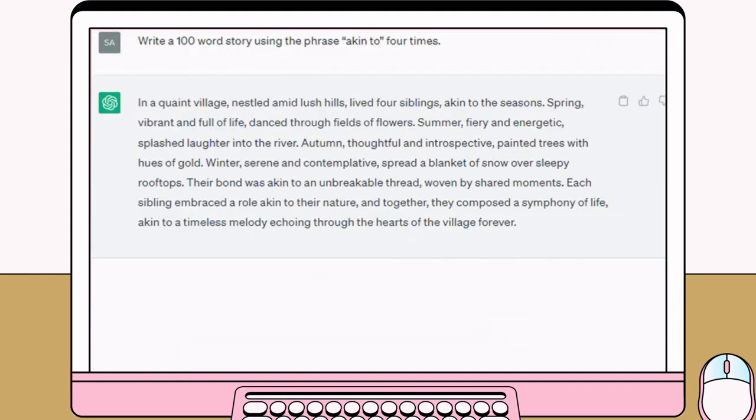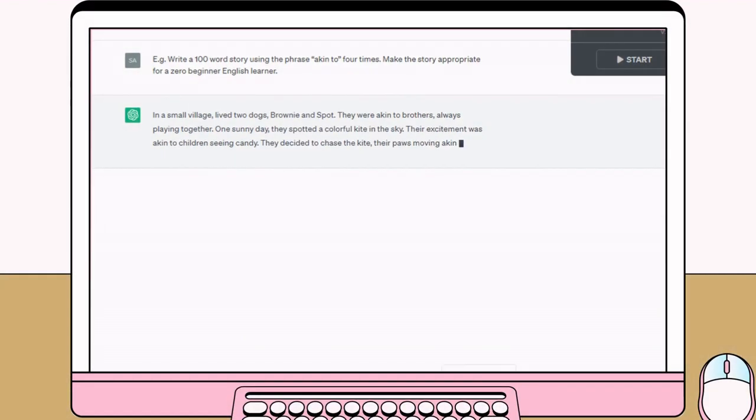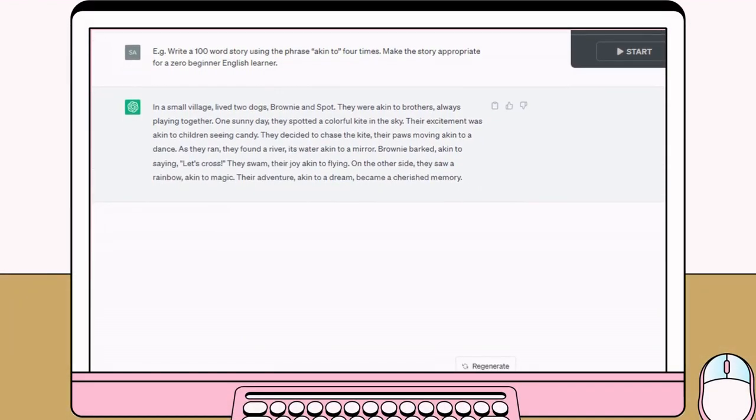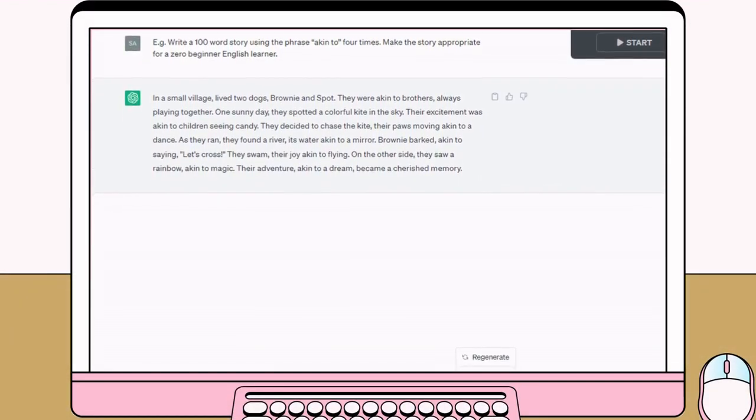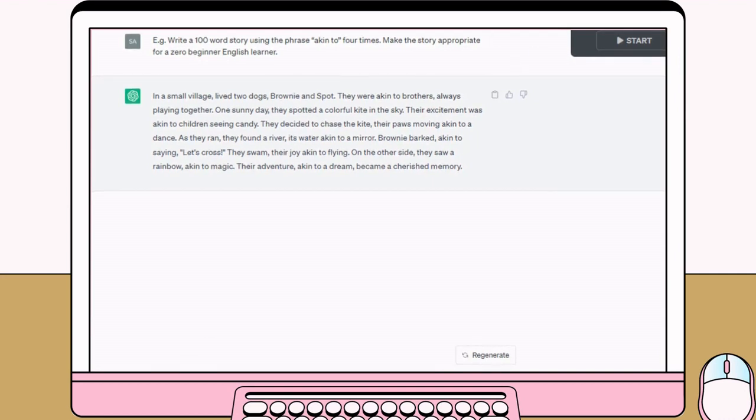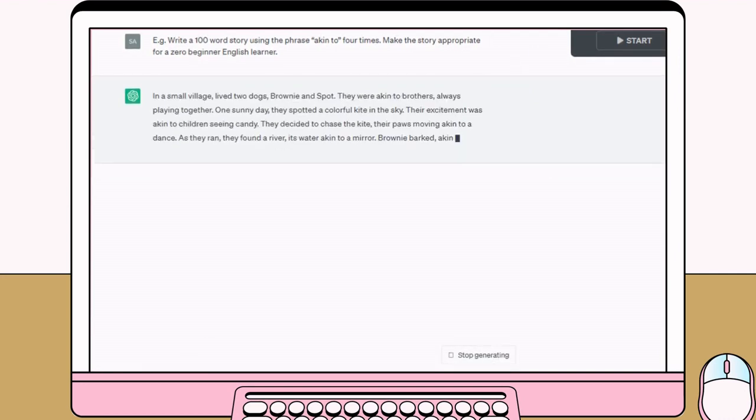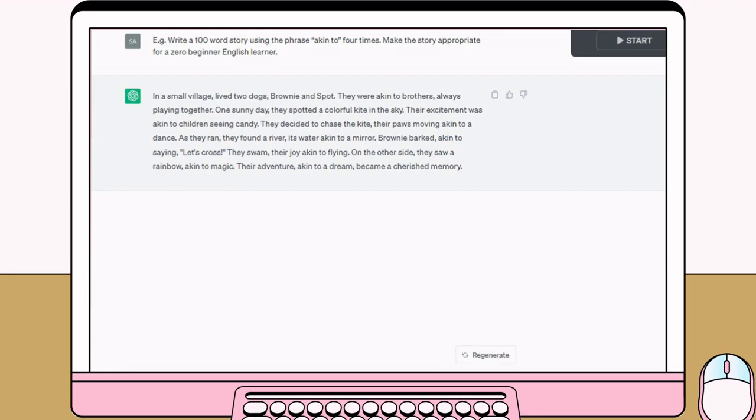When I put this prompt in, I got a story that was full of difficult vocabulary words. This could be really distracting and demoralizing. I recommend you ask for a really simple story that is below your English level so that you focus just on the new target word or phrase. For example, write a 100-word story using the phrase akin to 4 times. Make the story appropriate for a zero beginner English learner.